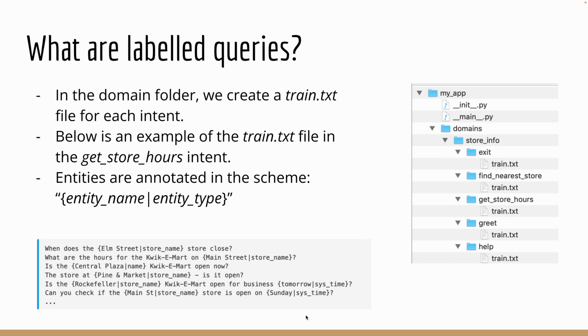There's no limit to the number of entities that you could define here. You could define sys_time or all the system entities that are already predefined. If you do define a custom entity, you will have to specify that in the entity folder. But we will get to how to specify the custom entities in a later slide. For now, what's important to know is that every single intent folder has its own train.txt file, which contains the example queries for that intent, and each of the queries are marked up using MindMeld syntax in order to specify the entities in those queries as well as the entity types.